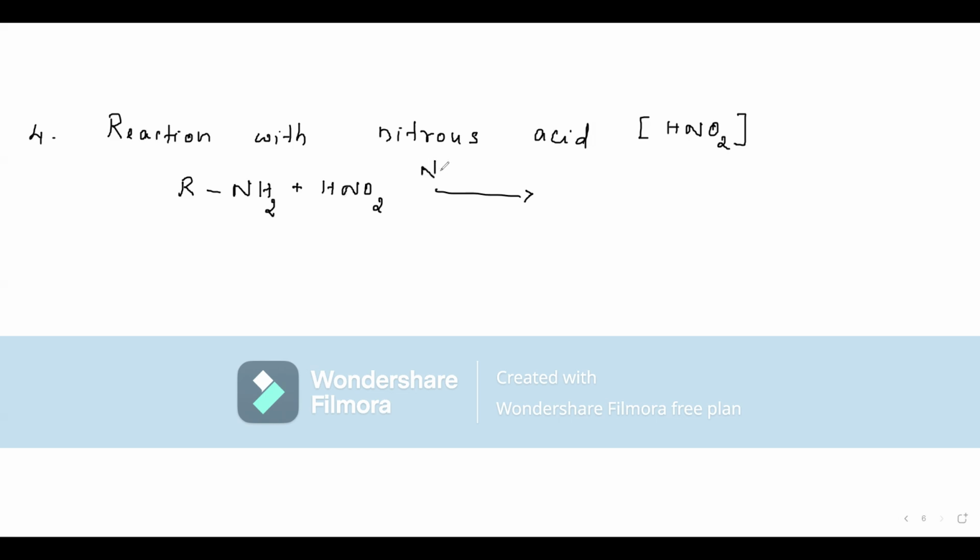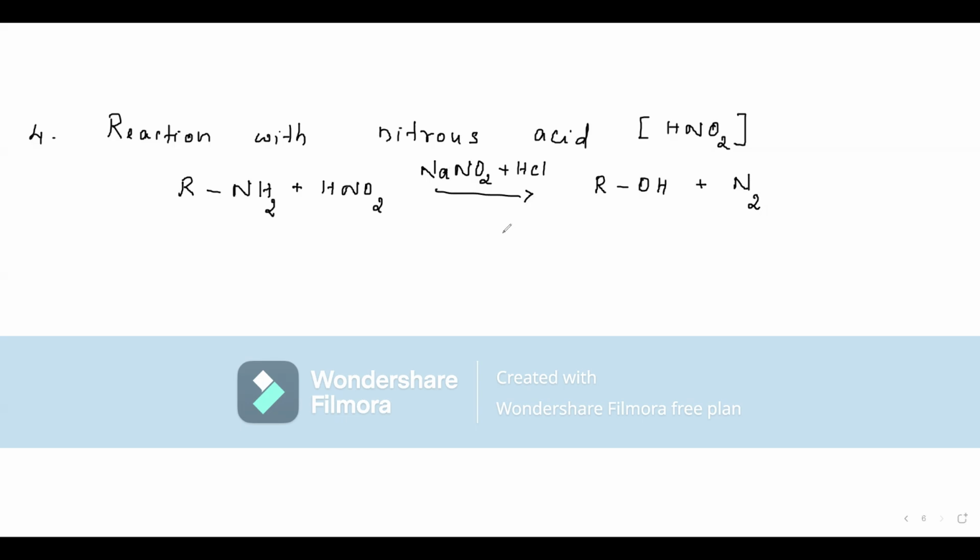That is, whenever you need HNO2, combine NaNO2 with HCl, sodium nitrite with HCl, which gives you HNO2. Now, the product of this reaction is ROH, along with nitrogen. ROH along with nitrogen is the product.